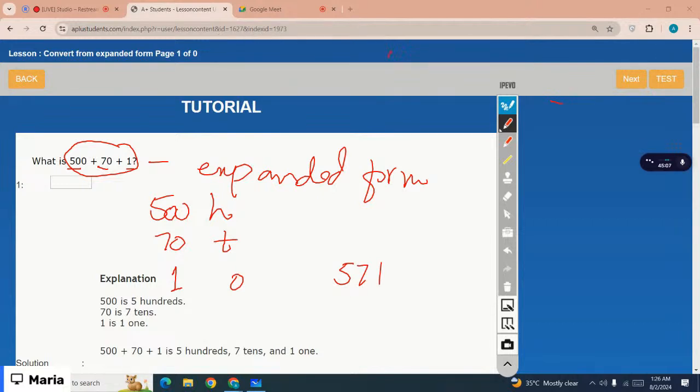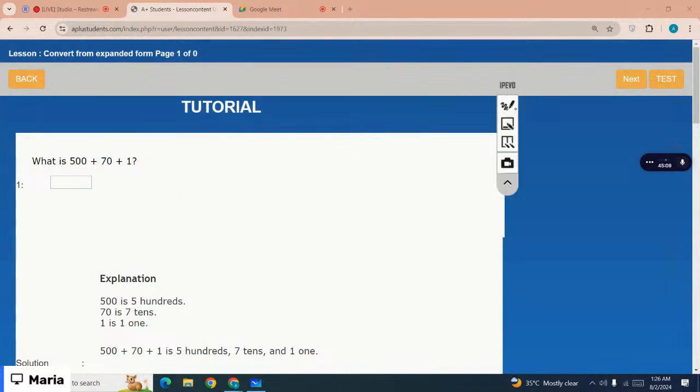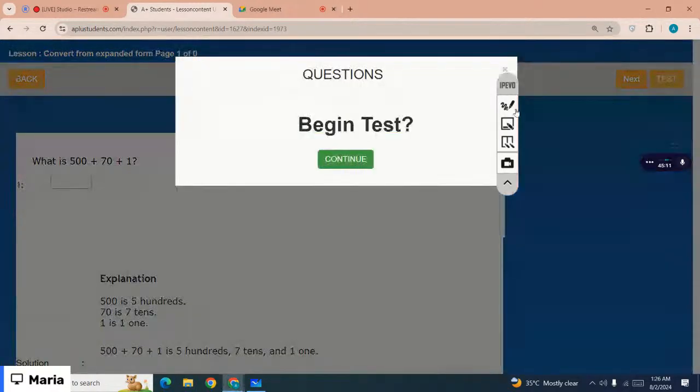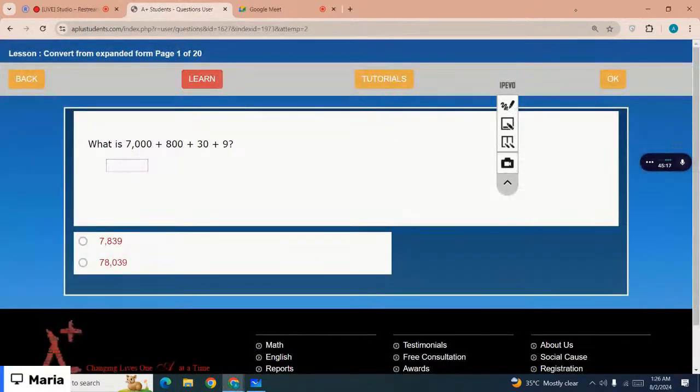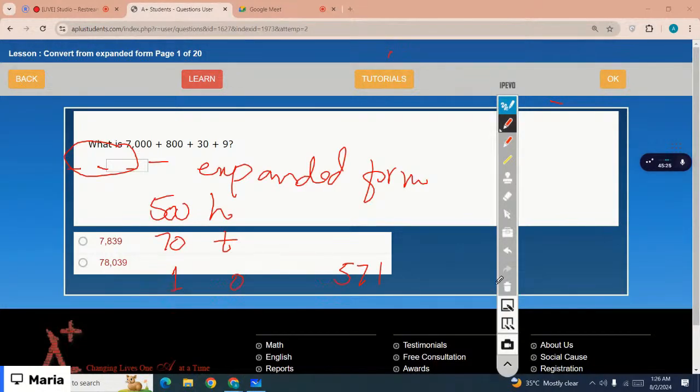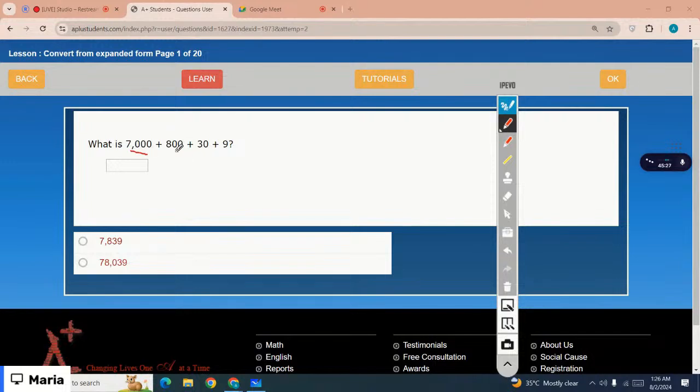Is 571, right? Let's just start with the test questions now. Let's see how do we write them down. 7,000 plus 800 plus 30 plus 9. So how do we write which digit it is? 7,000 means 7 is at the thousands position, 8 is at the hundreds position, 3 is at the tens, and 9 is at the ones. So which digit they make?